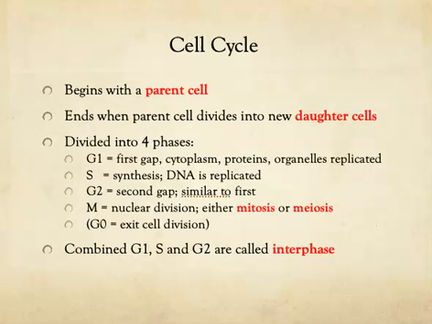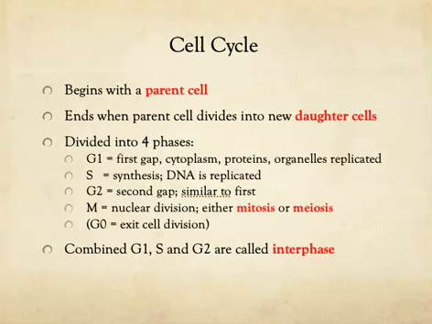But we'll begin today just by defining exactly what the cell cycle is and what stages are within it. Remember, cell division begins with what we call a parent cell. It ends when the parent cell divides to produce what we call daughter cells.